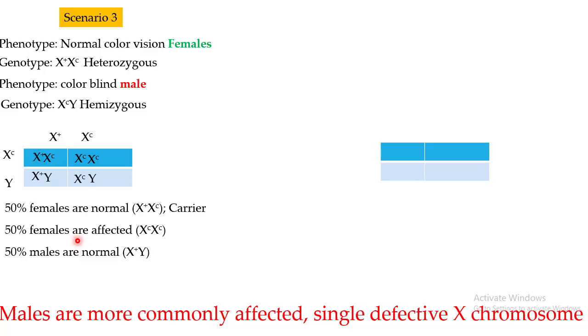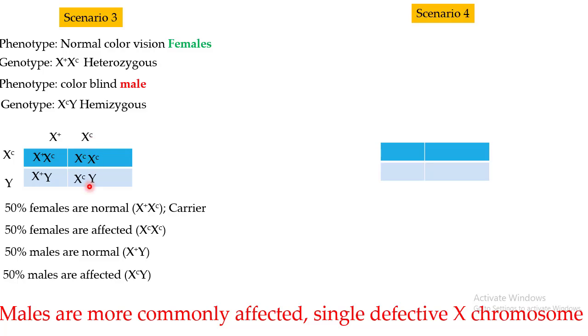They are getting their other X chromosome from the father that is also carrying the diseased allele. So 50% of the females are going to be affected. If you talk about the males, again, 50% of the males are going to be normal because they are getting the normal X chromosome from their mother. So they are not colorblind, they are going to be normal. And the other 50% of the males are getting this particular X chromosome from their mother, which carries the diseased allele. So they are going to be affected over here.